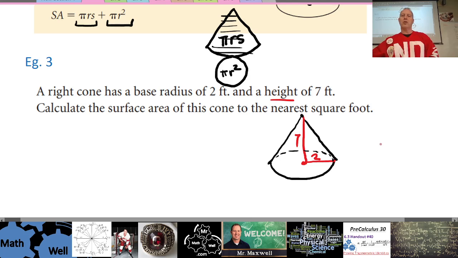Calculate the surface area of the cone to the nearest foot. Now, what's great about cones is, you know what? The slant height and the height and the radius, they all still make a regular right triangle, so that's awesome. So we need to do the exact same thing that we did with the last example.